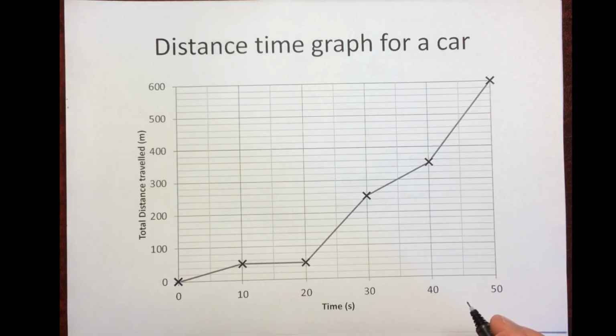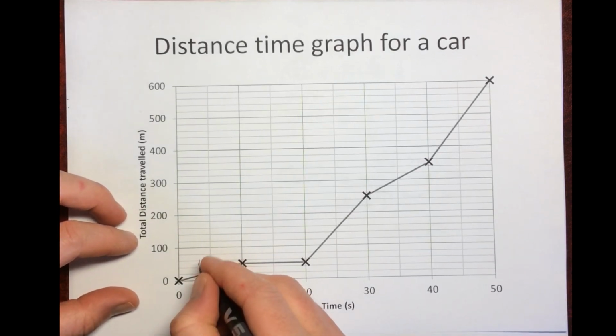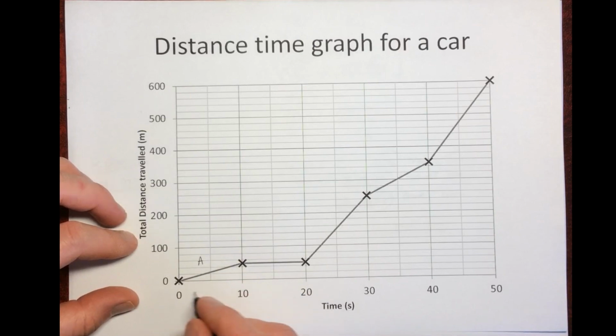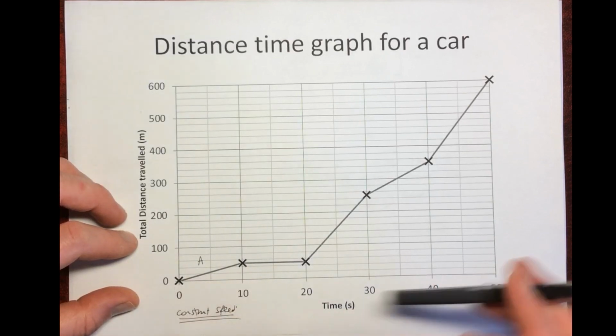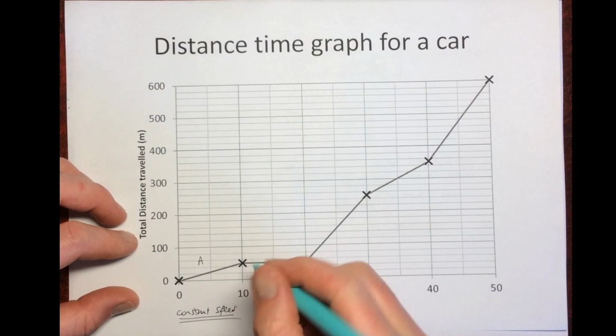In this video I'm going to show you how to calculate the gradient of a distance time graph. So we know here that in this section A we're moving at a constant speed. But what we're going to do is calculate the gradient of this section. I'm going to show you what it represents. So to calculate the gradient we need to do this.